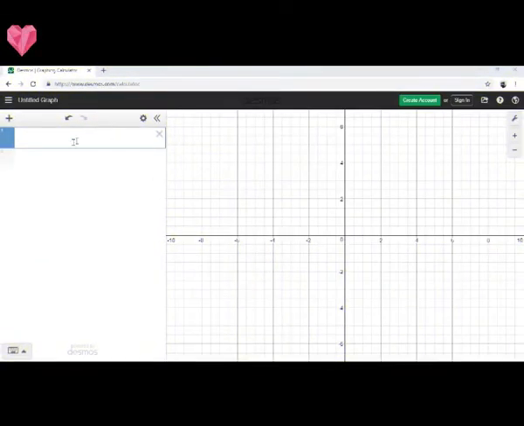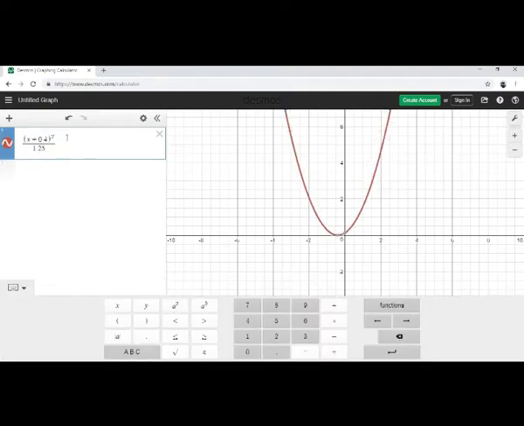So you will input these equations. (x + 0.4)² / 1.25 + (y − 0)² = 2, with −1.5 ≤ x, and x ≤ 0.4, and y ≤ 0.